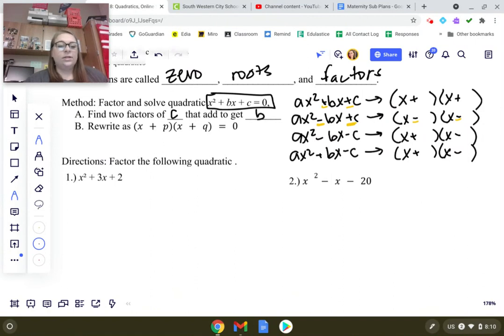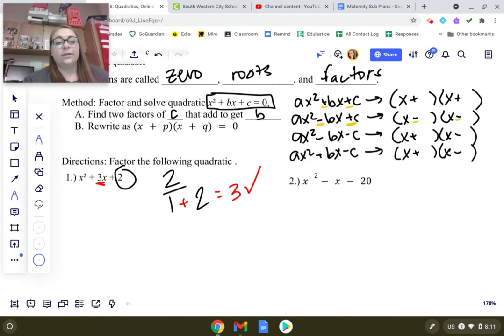Looking at number 1, again we want to find factors of c, the last number. That's 2. So I'm thinking, what multiplies to 2? The only thing that multiplies to 2 is 1 and 2. Our goal is for these factors to add to the middle number. 1 plus 2 gets us 3, so that works. Because both of these are plus signs, both are going to be positive. So x plus 1, x plus 2 is my final answer.